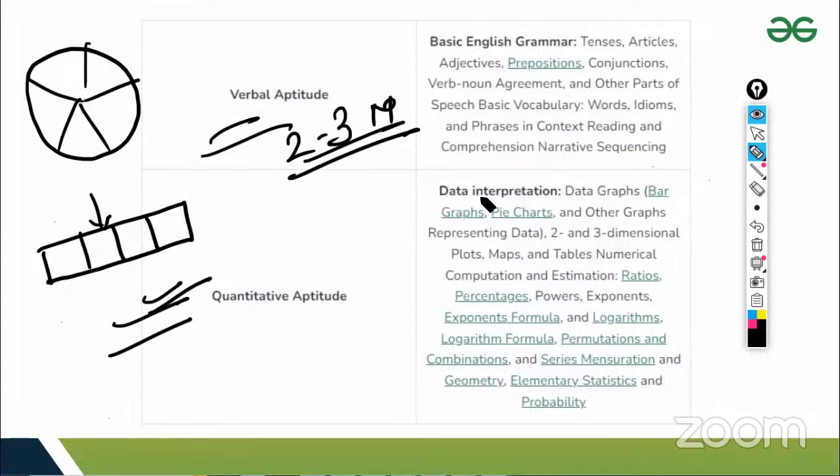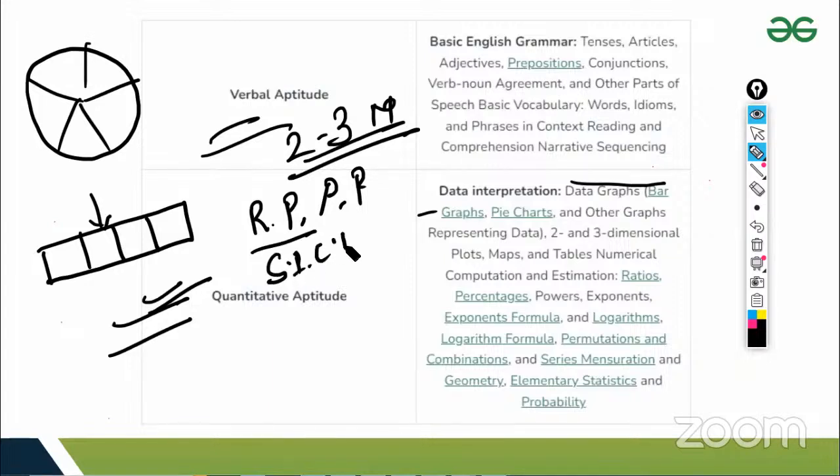So remember data interpretation: graphs, pie charts, line charts, or tabular data. These three will definitely come, because once they are coming, your ratio part, proportion part, then percentage part, profit and loss, simple interest, compound interest, all of these will get covered, because they can ask all of this simply through data interpretation questions.